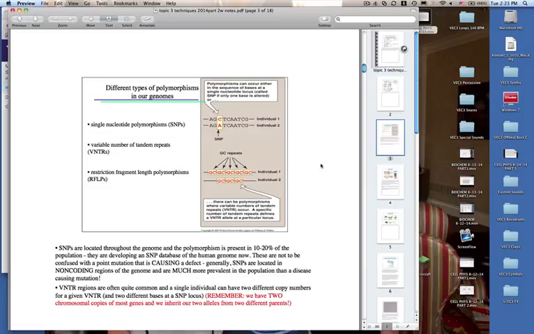So right off the bat, I just want to tell you that these genetic modifications, these polymorphisms, are not what causes the disease 99.9% of the time, okay? This is the way that we are tracking chromosomes. So every once in a while, the polymorphism is what causes the disease, but 99.9% of the time it's not, okay? So we have multiple different polymorphisms that we can track.